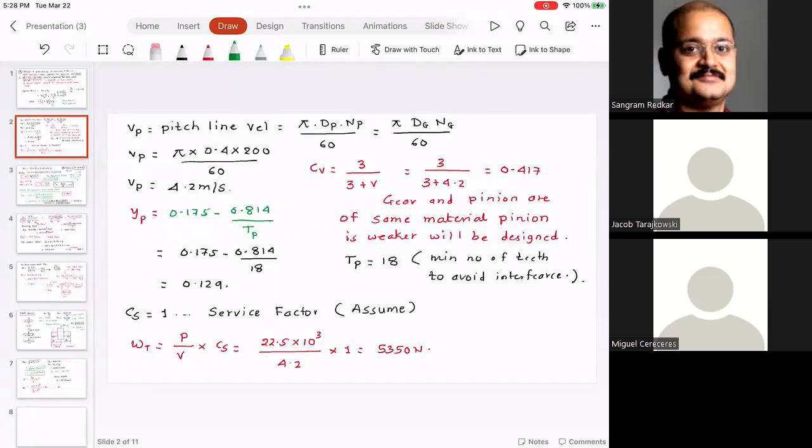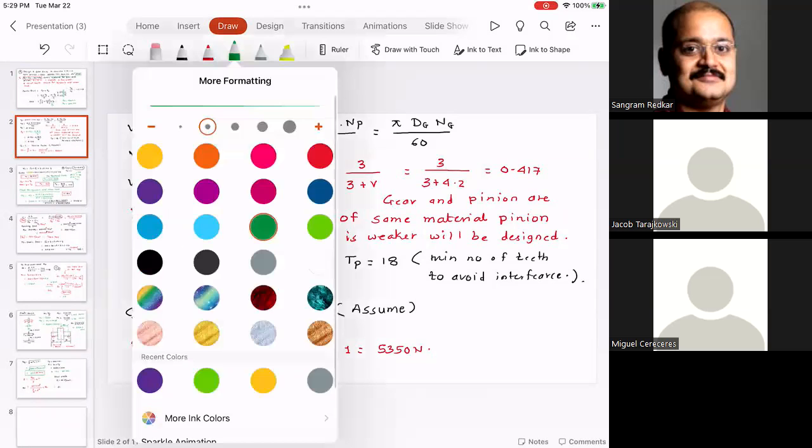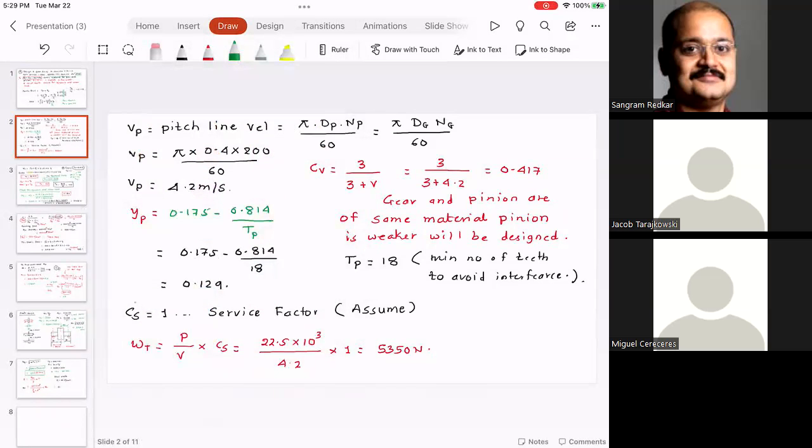Then we found out the pitch line velocity. Then we use the equation for CV. First, we need to find out whether the gear is weak or the pinion is weak. But if the gear material is the same as the pinion material, always design the pinion. Then find the Lewis form factor, then the service factor. Then we find WT, and please note this service factor comes over here. I didn't point that out here. This CS goes over here.